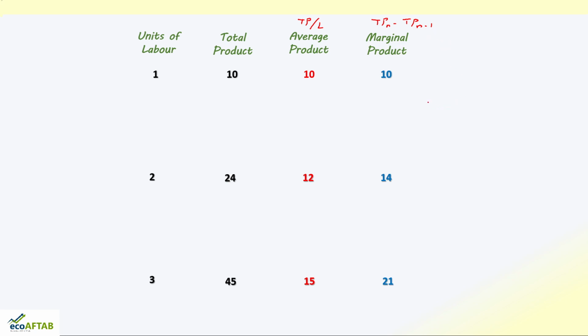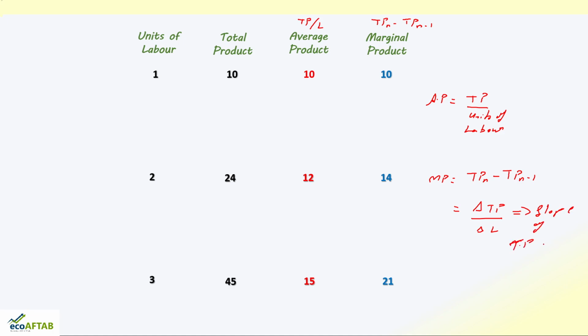So average productivity is equal to total productivity divided by units of labor, and marginal productivity is the change in total productivity, TPn minus TPn minus 1, which can also be written as change in total productivity divided by change in units of labor, which is nothing but the slope of total product. That is the table. So, just expanding this as per our textbook, we can see here what is happening.